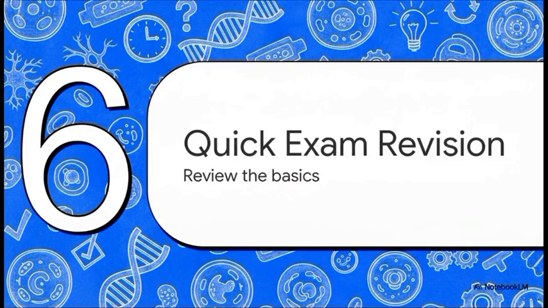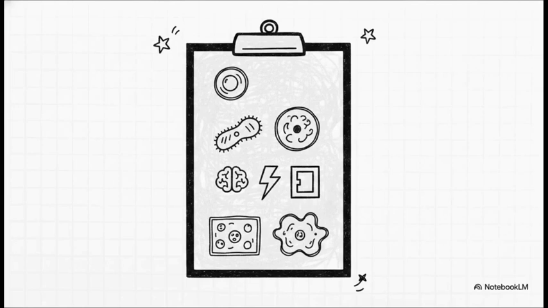And finally, Section 6, Quick Exam Revision. Time to review the basics. All right, as promised, here is your rapid-fire bulleted checklist for the exam. Bullet 1, a cell is the smallest unit of life. Bullet 2, the two types are prokaryotic, remember simple, no nucleus, and eukaryotic, complex with a nucleus. Bullet 3, the core parts you gotta know. Nucleus is the brain, mitochondria is the powerhouse, and the membrane is the security gate.